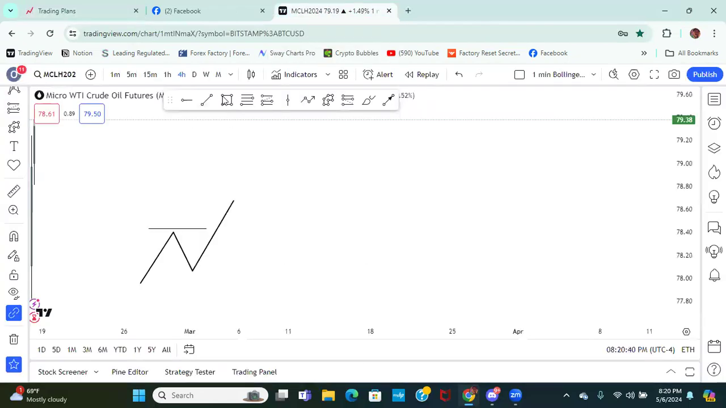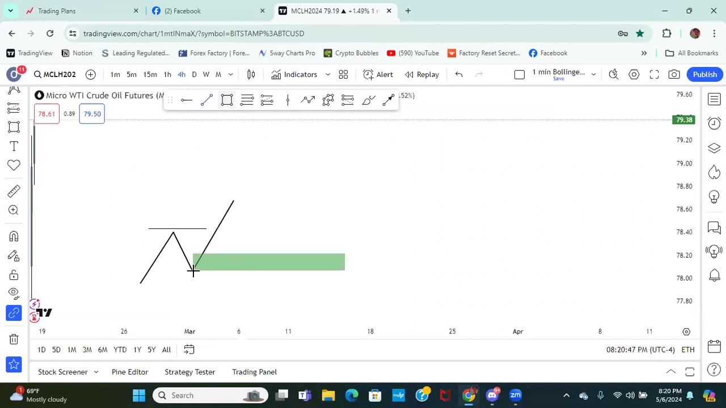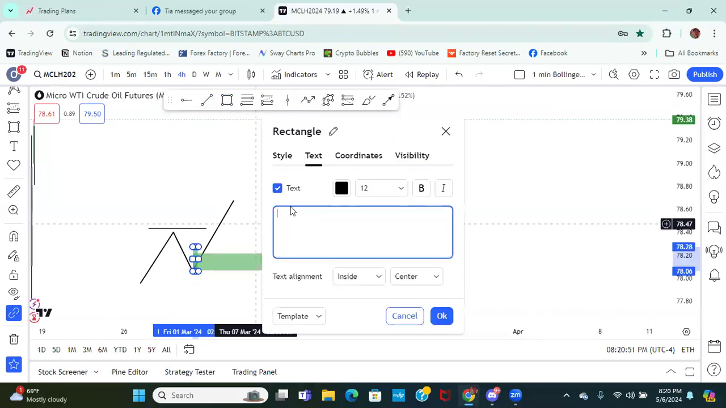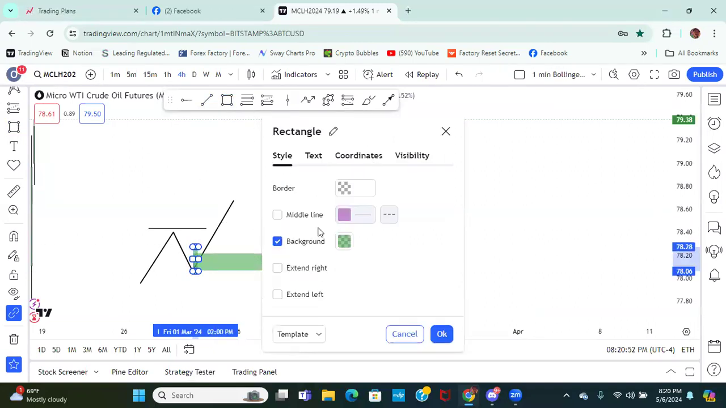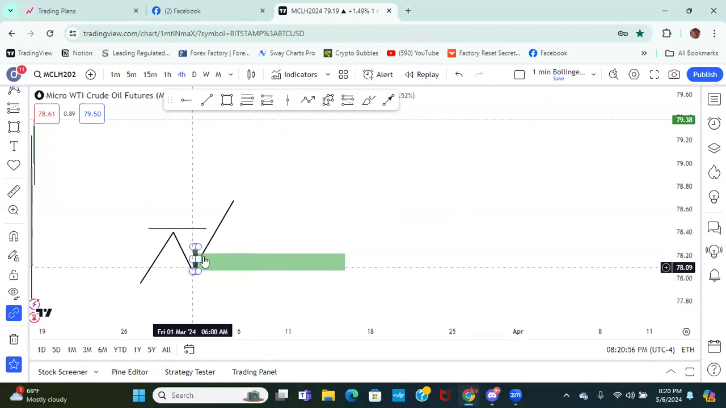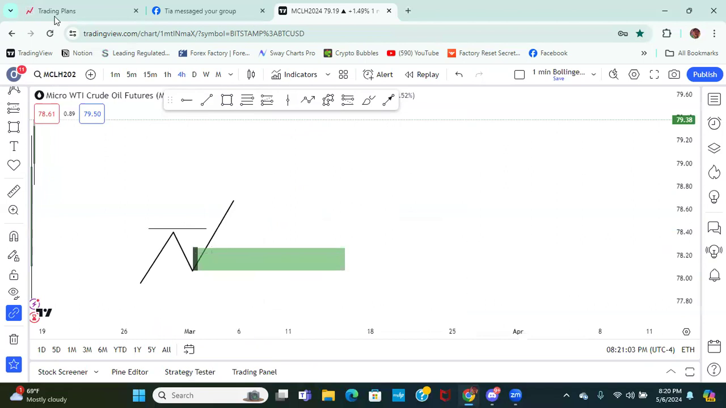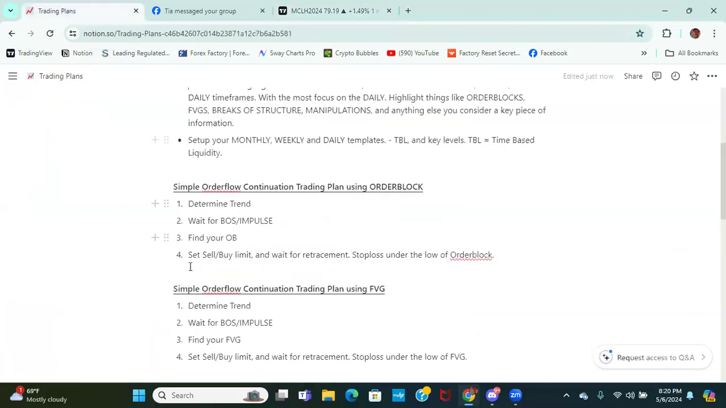Order blocks are almost always down at the bottom of the impulse. Say this is your order block right here. Pretend this is a big candle. Boom, boom. That's your candle. This is your order block. Highlighted order block. And what is the next step? Set your sell or your buy limit. Wait for retracement, and your stop loss goes under the low of the order block.